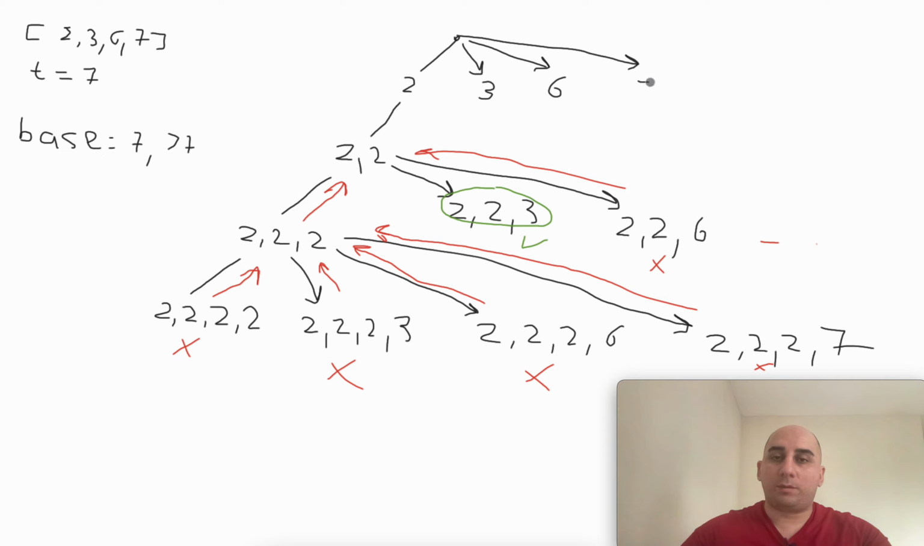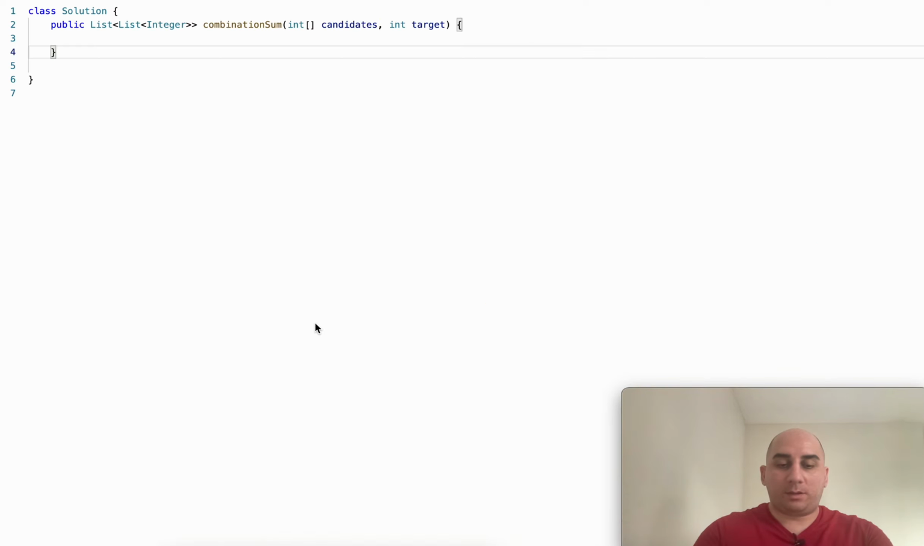For the 7, the first combination that we take is 7 itself, and this is our other solution. All right, let's put the tree that we generated into the code.